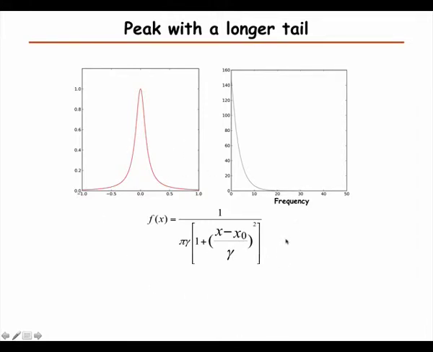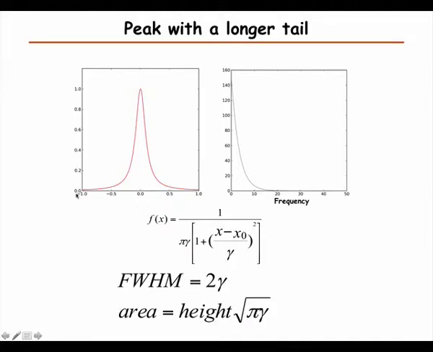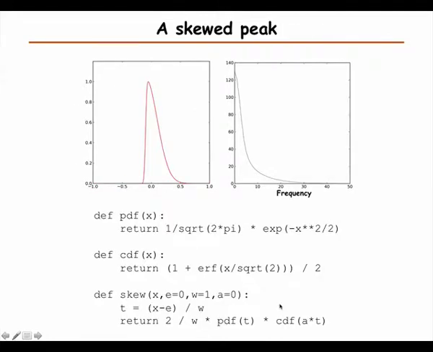So this is a simple function also to define this, and it's called Lorentzian. And it's used, especially in physics, to define certain peaks. It models certain peaks very well. So again, here we can calculate the full width at half maximum from this parameter gamma, and the area is also related to the height and the function gamma.